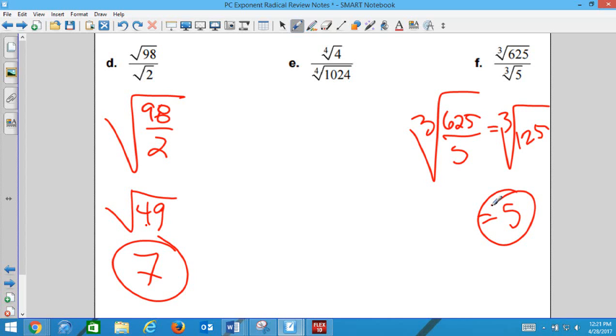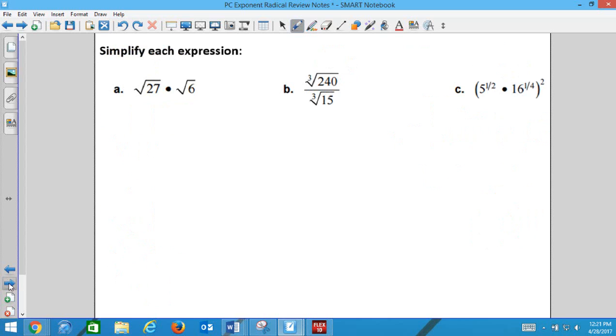Okay, here you go. What? Are we skipping E? Oh yeah, we're skipping around just so I can get through this as quick as possible.